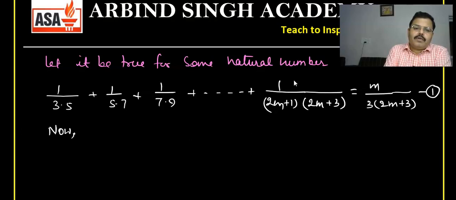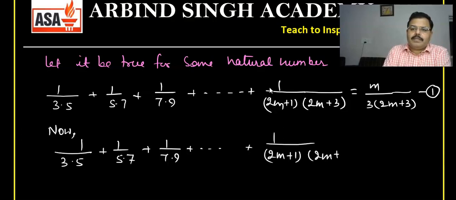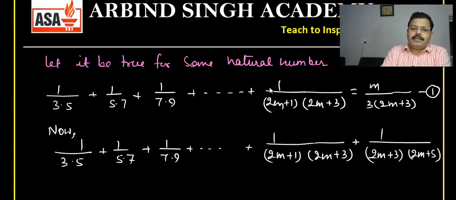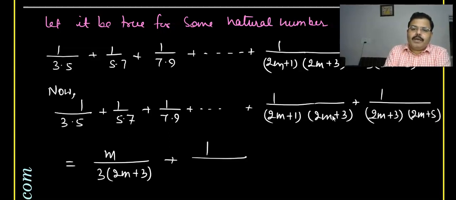Now, to prove this for P(m plus 1), up to one more step, we can write 1 upon 3 into 5 plus 1 upon 7 into 9 till 1 upon 2m plus 1 and 2m plus 3, and the next step would be 1 upon 2m plus 3 and 2m plus 5, because it is always 2 more than this: the 7 is ending, 7 is beginning, so 2m plus 3 is ending, 2m plus 3 must be beginning. Or easily you can write m plus 1 in place of m. So using 1, this is equal to m upon 3 times of 2m plus 3, plus 1 upon 2m plus 3 and 2m plus 5.